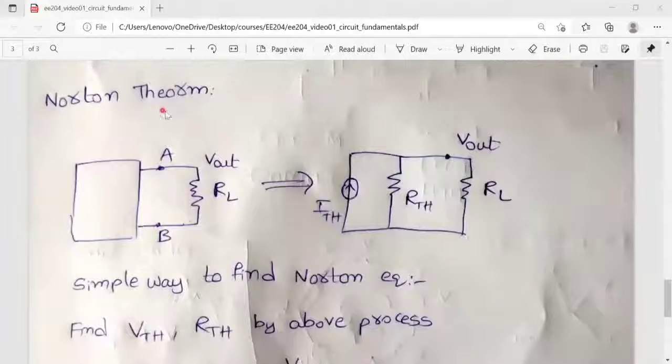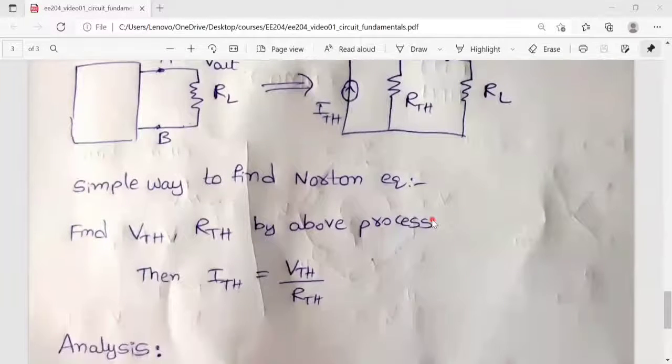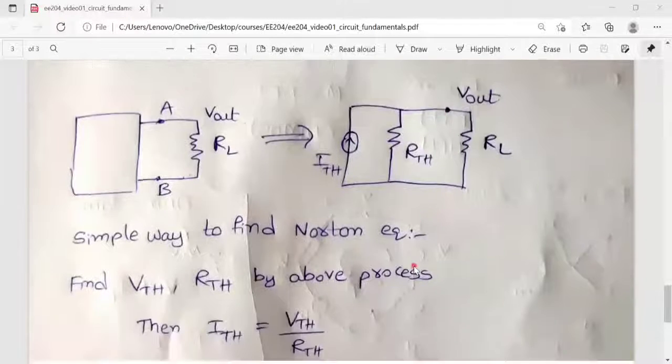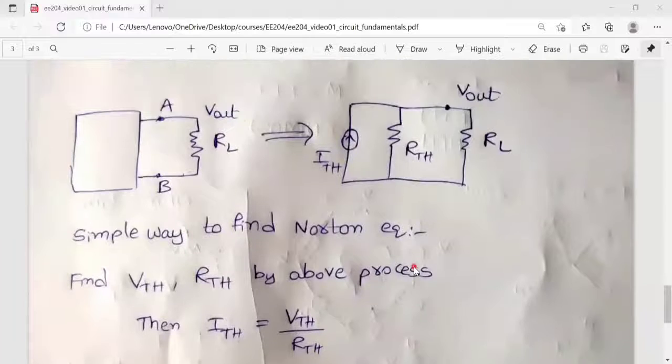In the Norton theorem, we will simplify this circuit to this, containing a current source and RTH. By following the same procedure as given above, we can find VTH and RTH, and ITH will be VTH divided by RTH. This current source gives a current ITH, and some current will flow through this, and some current will flow through this. By these two theorems, we can simplify this circuit very easily.